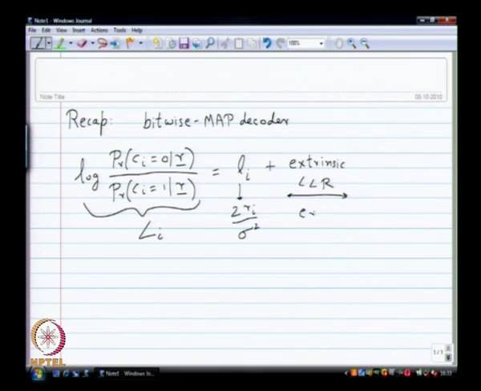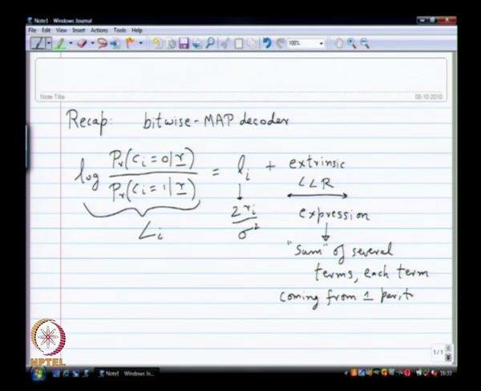And there is one complicated expression for the extrinsic LLR, and we also saw how that expression can be written as a sum. Loosely a sum, because it is approximately a sum of several terms, and each term comes from one parity check, a parity check involving the ith bit, Ci.